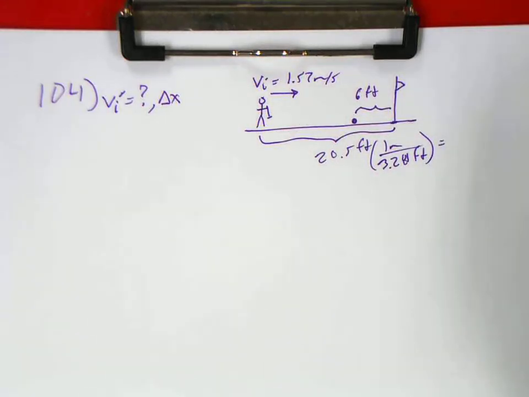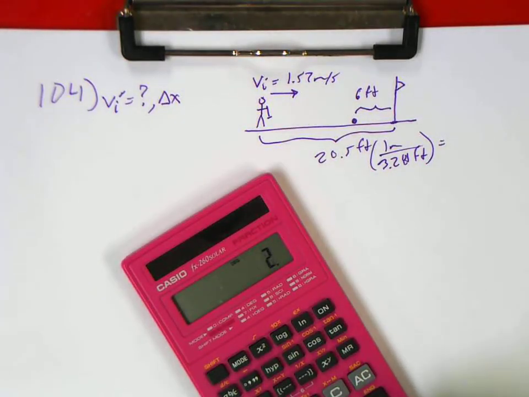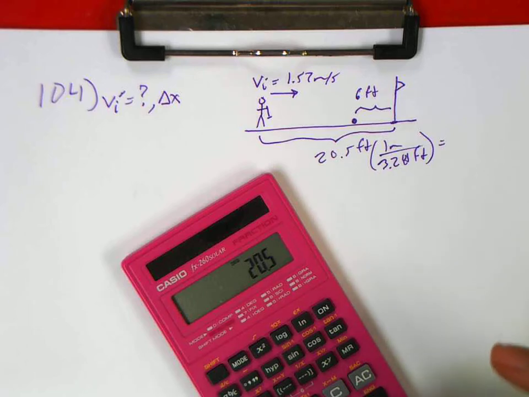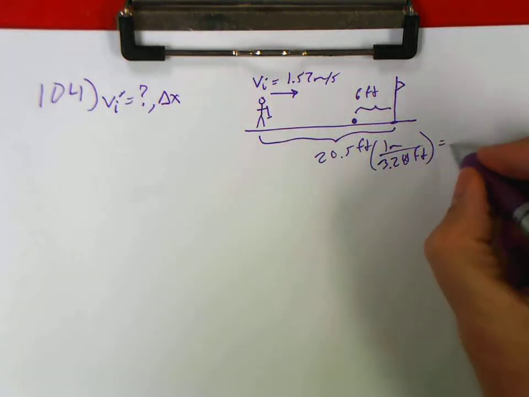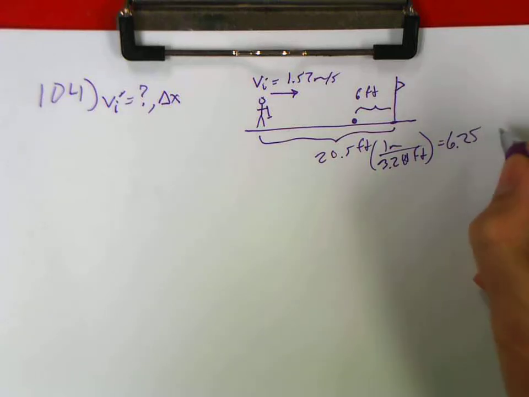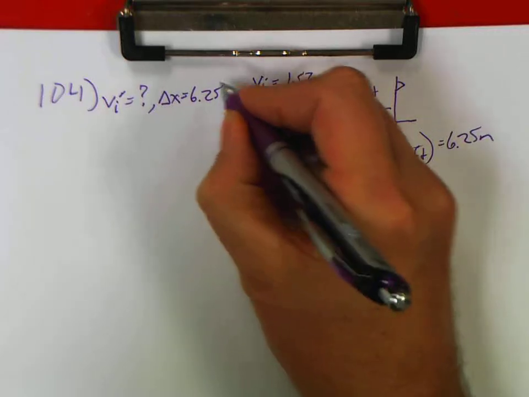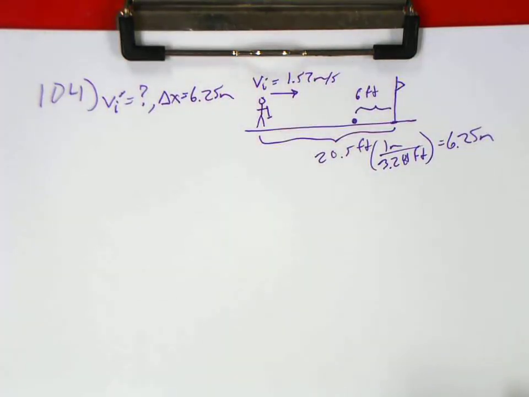So find a calculator somewhere. 20.5 divided by 3.281 equals 6.25. That is my total displacement that I would like to have. All right, 6.25 meters for that situation.